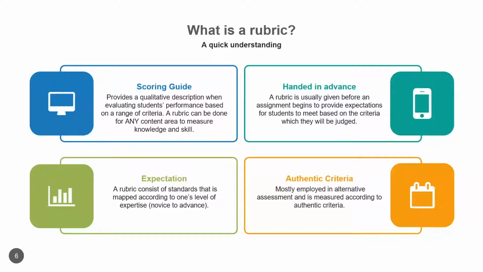Therefore, it is authentic in nature too, because the kind of criteria that you want to consider will depend not only on the task but also on the learning outcome and the skills connected to the learning outcome. Because of that combination of the task and the authenticity of the task, it can provide an authentic criteria, if I may say. Yeah, so it is mostly employed in alternative assessment and is measured according to authentic criteria.